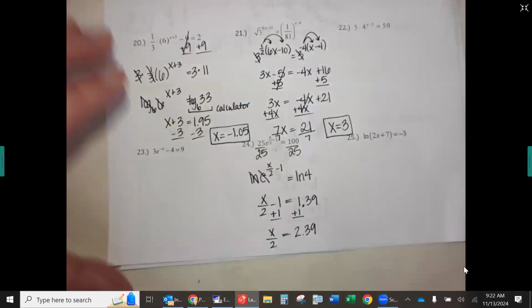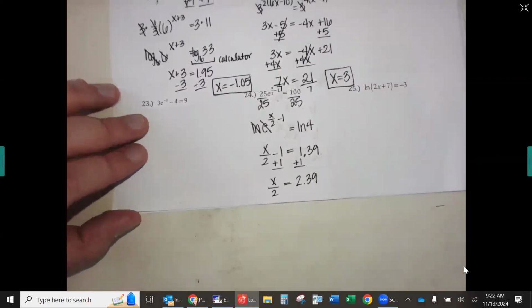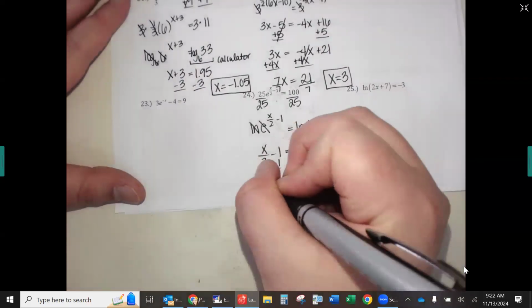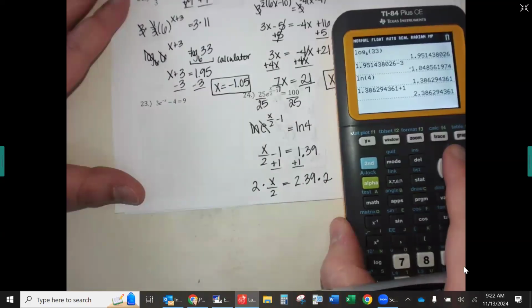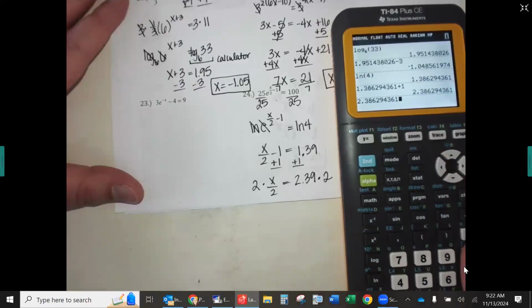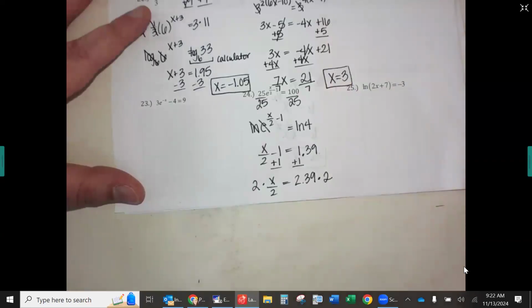And then if that's a x over 2, that means divide by 2. How do we undo divide by 2? Multiply. And remember, you want to use the long decimal. So we're going to do this decimal, 2.386, and then times 2. You get 4.77.